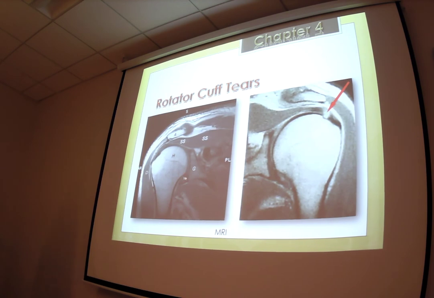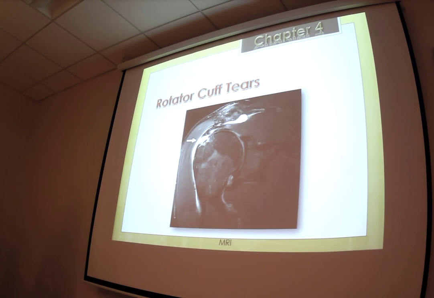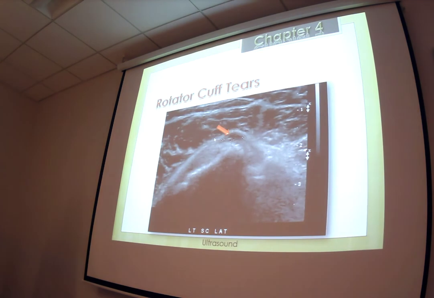So here in MRI, see the muscle groupings here. And here you can see that tear right there. Again, tear of the muscle right here on MRI. On ultrasound, it shows the tear right there.